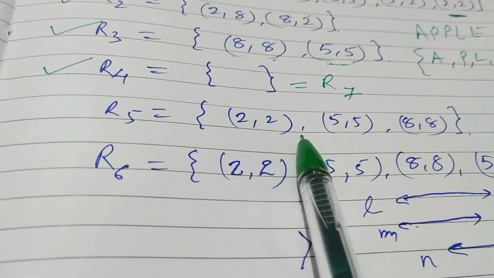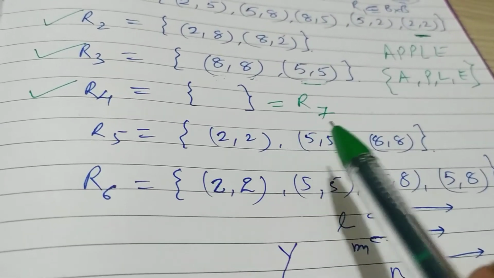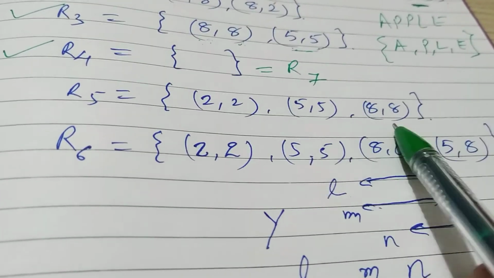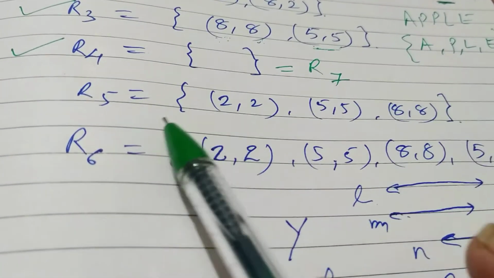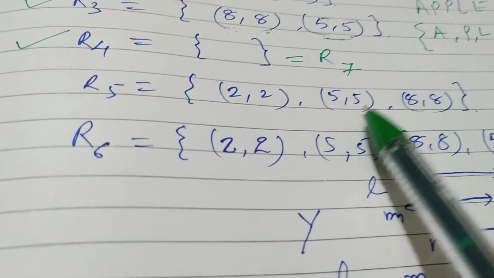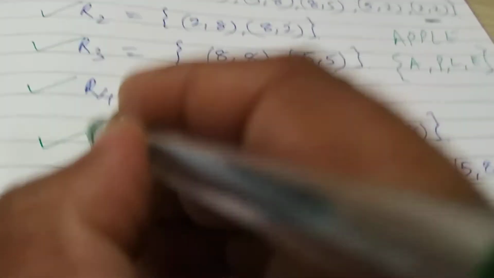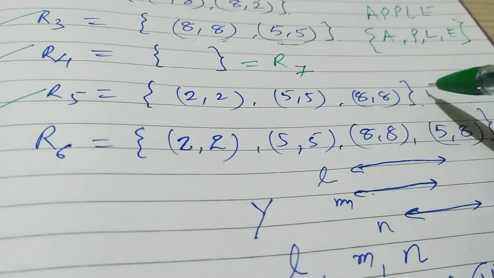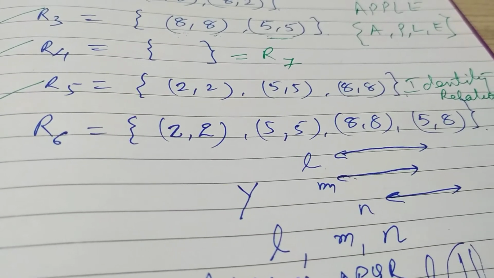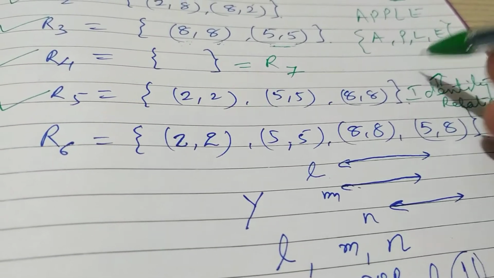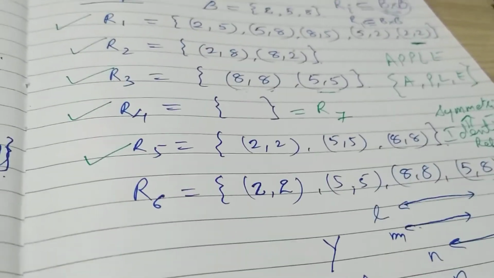R5: (2,2), (5,5), (8,8). It is a reflexive relation. So every reflexive relation of this type, which does not contain any other ordered pair and contains only the doublets, or we can say every identity relation, is symmetric. So it is basically an identity relation, isn't it? And it is becoming symmetric. Every identity relation is symmetric.